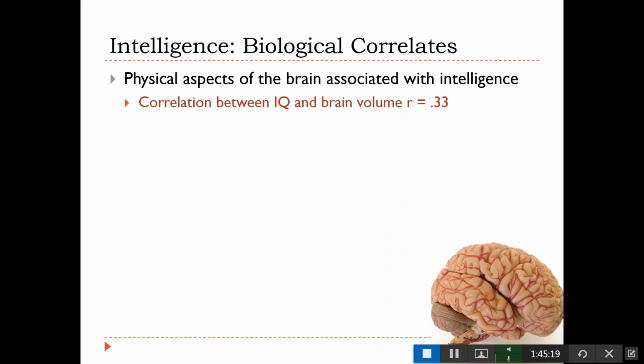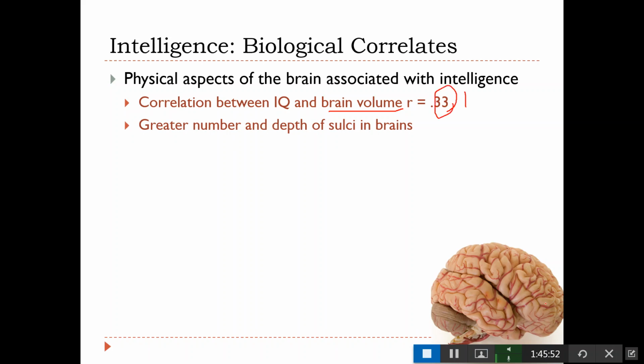So let's talk about some biological correlates now that we've learned about some of the research on twins, right? So the physical aspects of the brain, right? Its brain volume is also associated with intelligence. So if you get the correlation between somebody's IQ score, their intelligence, and brain volume, right, white and gray matter, that's a correlation of 0.33. That's a medium effect. That's moderate. That's not nothing. Okay, but that doesn't mean that's everything, right? It's still kind of far away from 1.